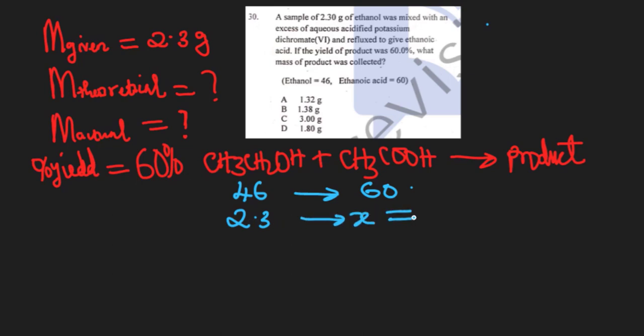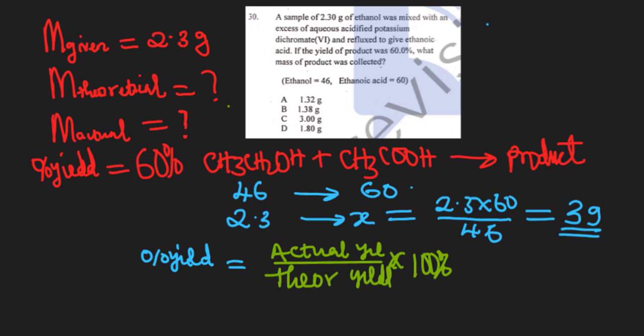It is just X, which is simple proportion. So X will be 2.3 times 60 divided by 46, which is equal to 3 grams. So 3 grams is the mass we call the theoretical yield. Now, we need to calculate the actual yield that was supposed to be formed.